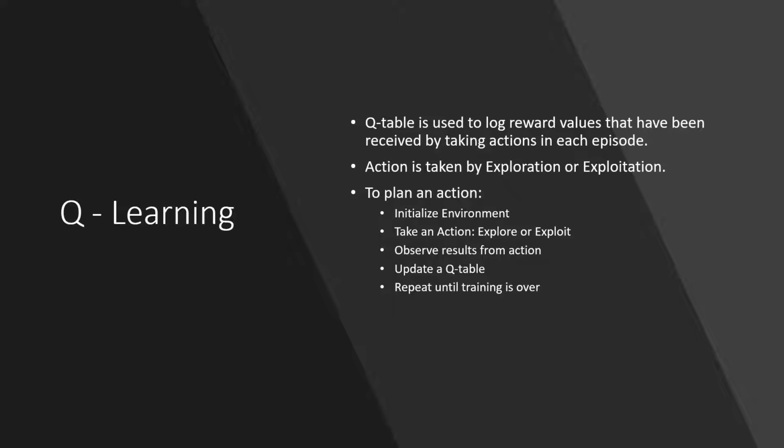In Q-learning, a Q-table is made which contains all rewards received by the agent when an action is taken. An action is taken by exploration or exploitation. To plan an action, the agent first initializes the environment and takes an action based on exploration or exploitation. Once this is done, the results are observed from the action and a Q-table is updated. This is repeated until training is over.